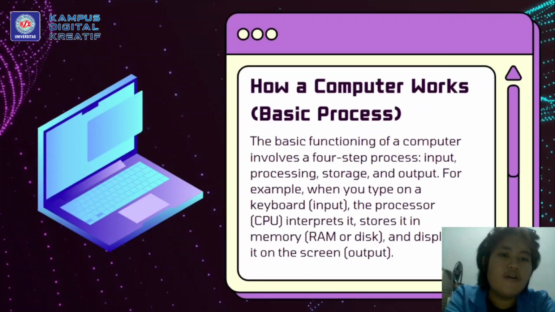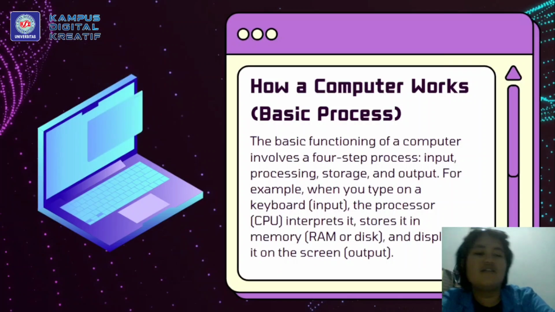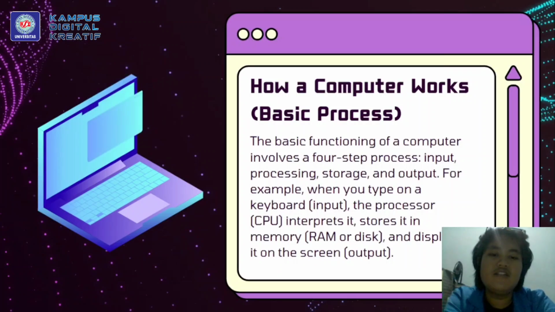Next, how a computer works. The basic process. The basic functioning of a computer involves a four-step process: input, processing, storage, and output. For example, when you type on a keyboard, it is called input. The processor or the CPU interprets it, stores it in memory, in RAM or disk, and displays it on the screen, on the monitor. That's the output.